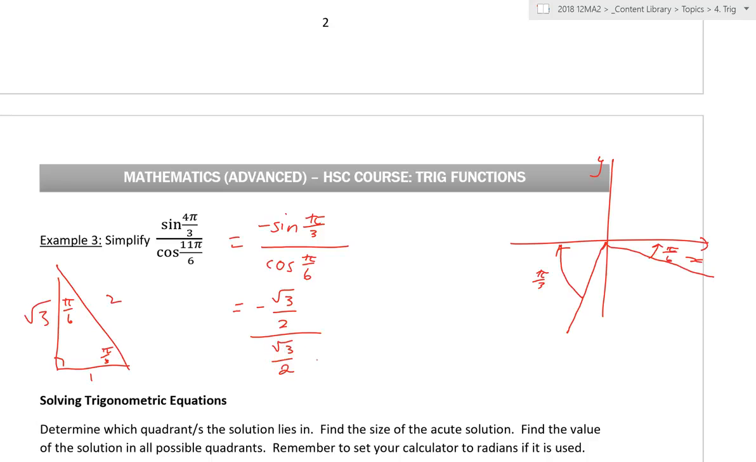Right. Now divide by a fraction, I multiply by the reciprocal, right? I'm going to multiply root 3 over 2 by 2 over root 3. It all cancels out to give me an answer of -1. Rightio. So these things do simplify down really nicely. You've got to use these angles of any magnitude.